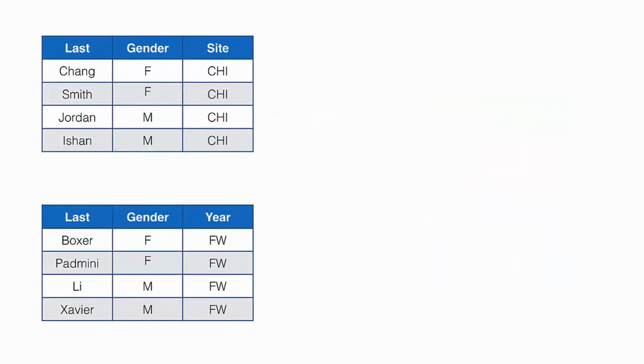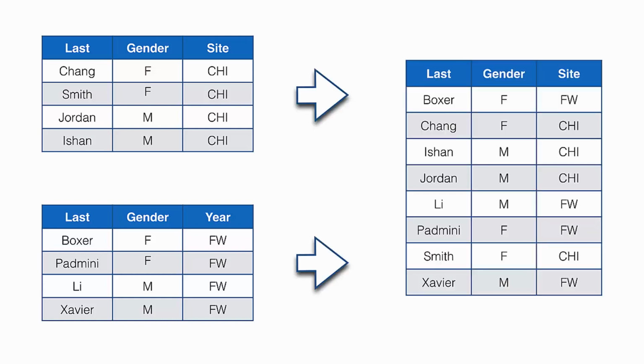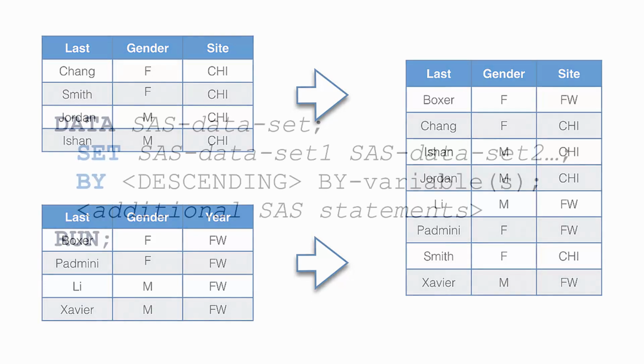For example, let's look at the trial dataset again. But this time, instead of an ID variable, each observation is identified by last name. You want to combine these datasets with the observations in alphabetical order by last name. To do this, you can interleave the datasets based on the variable last.